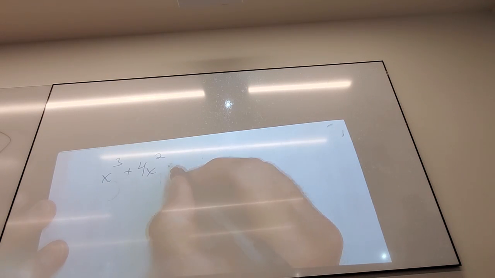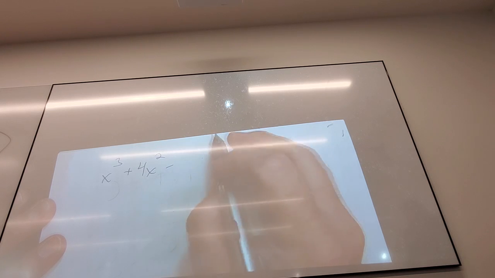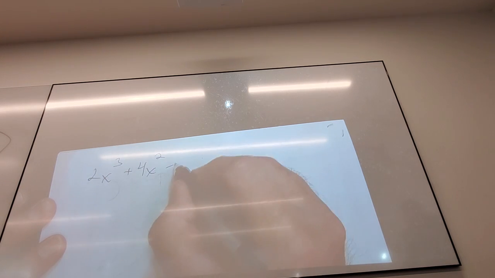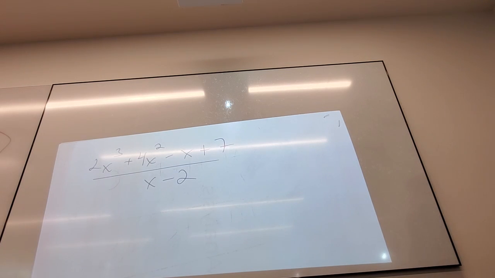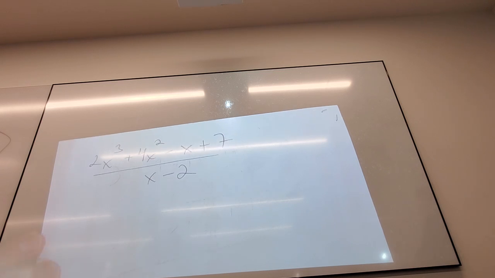Let's make this 2x cubed plus 4x squared minus x plus 7 divided by x minus 2. Let's see how gross that's going to come out. Let me think ahead a little bit. That's going to get a little gross. No, let's not do that. Okay, we'll just do this. It's not going to be too bad.